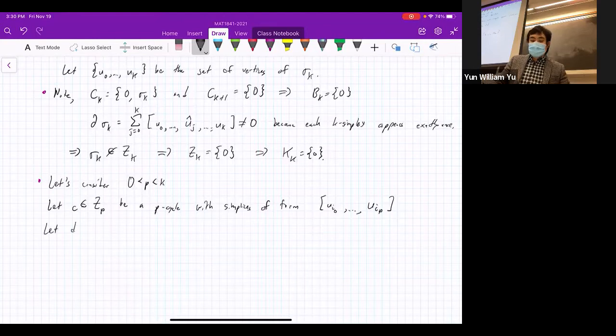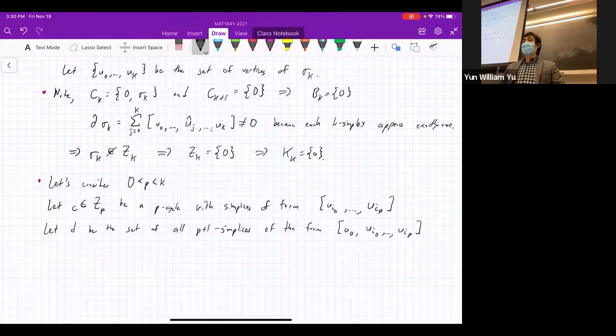Now that we do that, we can define another set. Let D be the set of all p plus 1 simplices of the form u naught, u_i0 through u_ip, where we're picking some vertex u naught and adding it to all the simplices that are in C. But if u naught is already in there, then it won't become a p plus 1 simplex; you just get the same p simplex back. So if u naught is already in the simplex of C, then there isn't a corresponding p plus 1 simplex. But when you add u naught to a simplex that doesn't already have it, then you get a p plus 1 simplex.